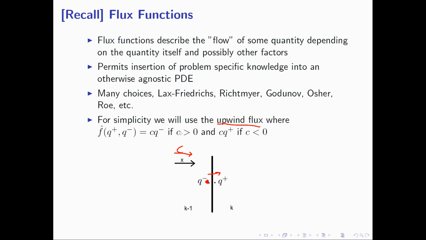So if c is positive, then our conserved quantity on the left side moves to the right, and if c is negative, then our conserved quantity on the right moves towards the left.